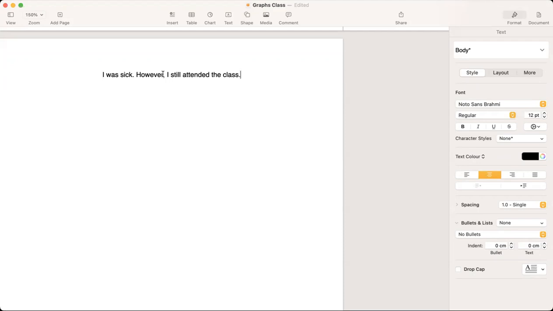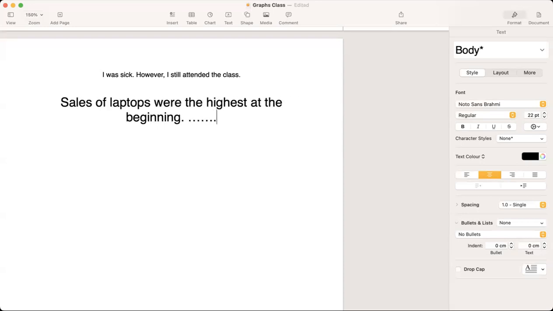Yes, sir. Okay. Others, is it clear? Yes, sir. Okay. Let me give two scenarios then. We'll practice this because it's all about practice. Okay, I'm going to make a sentence. The sales of laptops were the highest at the beginning. Here I need a word. Then they decreased. Tell me the right word here. If you tell me the right word, you have understood.